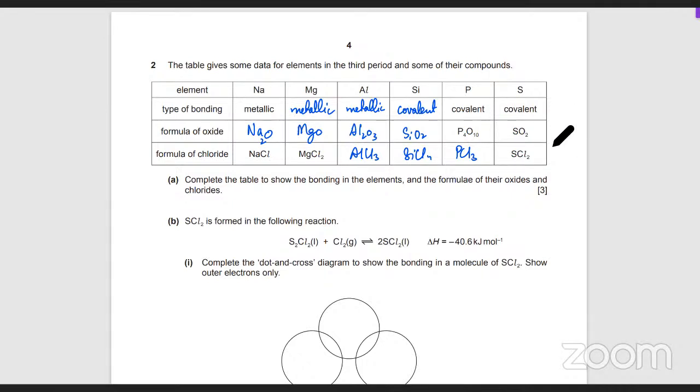Manisha, which ones are ionic in the oxides? Ionic कौन से? The first three are ionic. SiO2 is a giant covalent. P4O10, these are simple covalent molecules, right? In the chlorides, remember, AlCl3 is covalent. All of them are simple covalent. The first two are ionic.